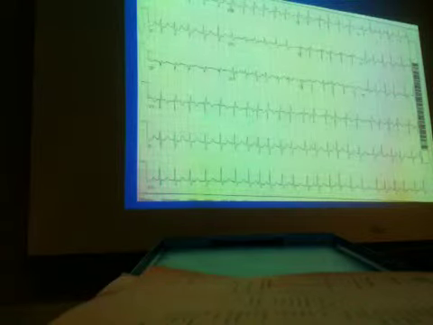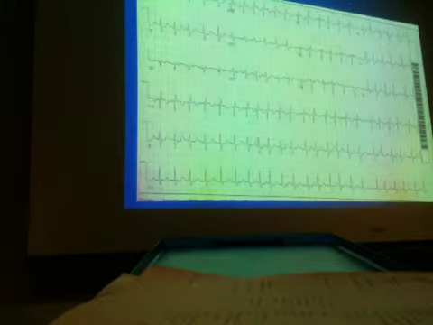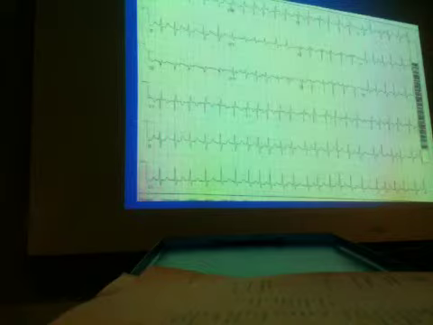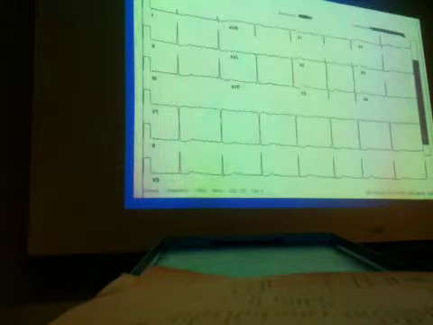Okay, yeah. AFib. You will see this a lot. It is very common. About 3% of the population is in AFib at any one point in time. Okay. What is this? It's a little bit more tricky.